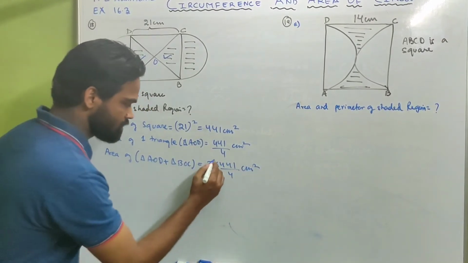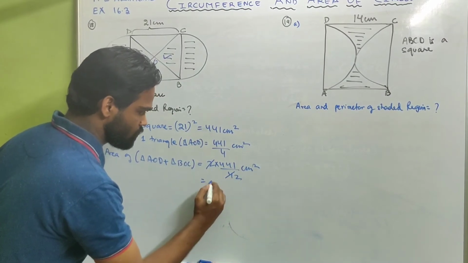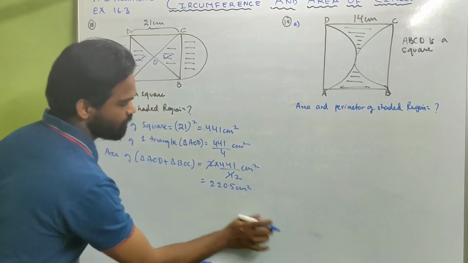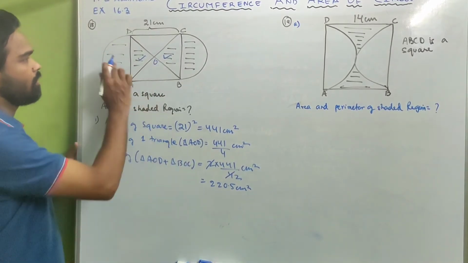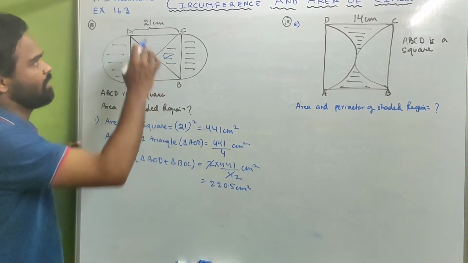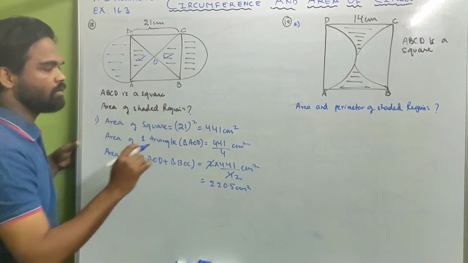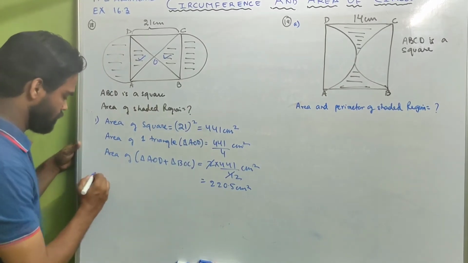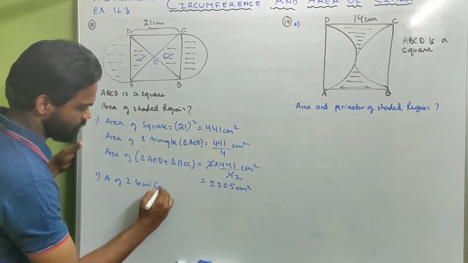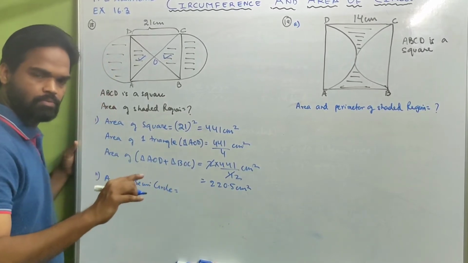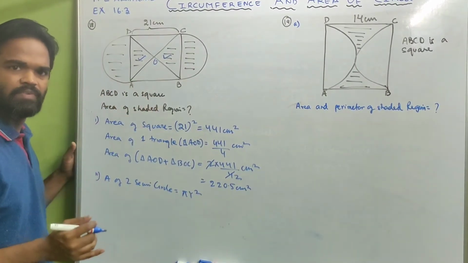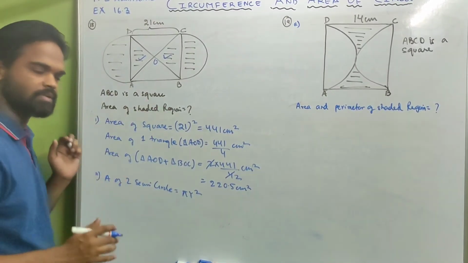Am I clear or not? So this is 2 times, so 2 2s are, this is 220.5 centimeter square. Am I clear? Now look, these two semicircles have the same diameter, which means the radius is also the same, that is 21 by 2. And two semicircles add to give a circle. So area of two semicircles is nothing but 2 into pi r square by 2, which is pi r square, which is the area of a circle, because two semicircles will add to give a circle only.